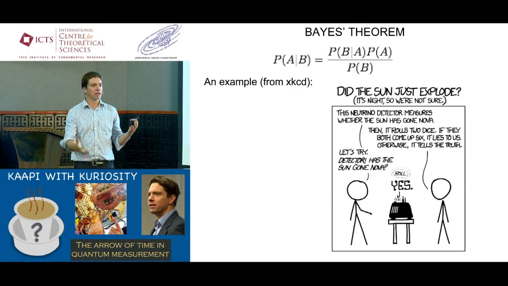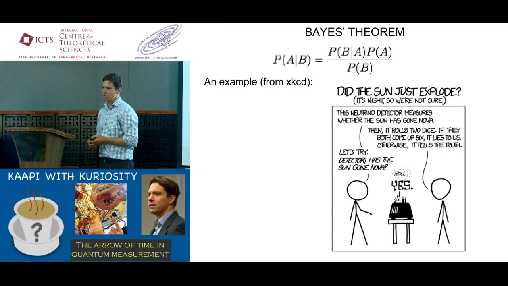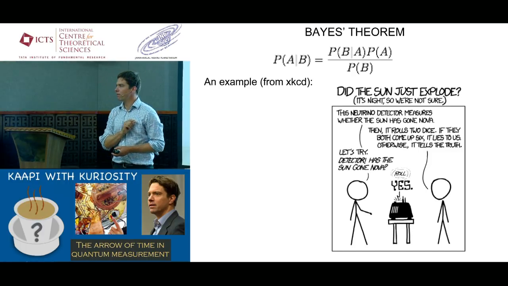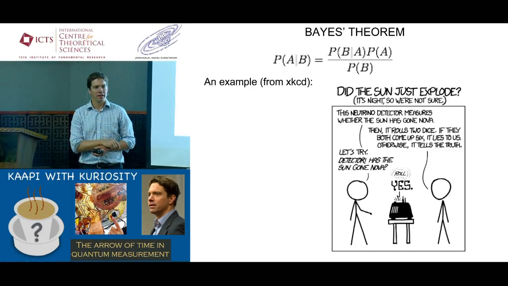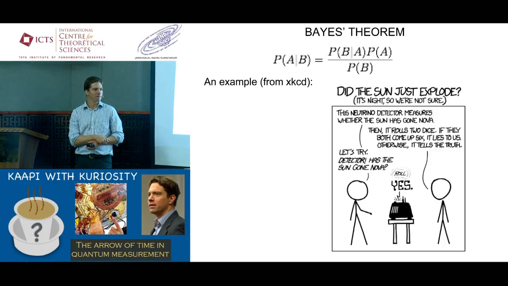It gives us 2 6s, it lies to us. Okay, so it's an unreliable detector. So we do the experiment. Hey, has the sun gone supernova? Press the button. And the detector says, yes, sun has undergone a supernova. Bye-bye.